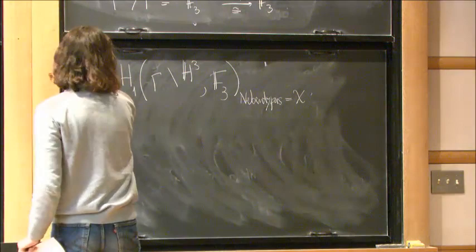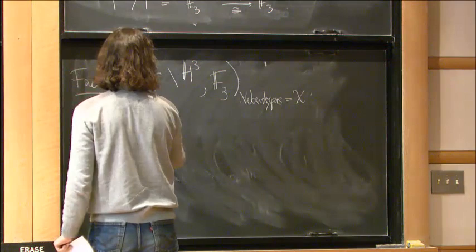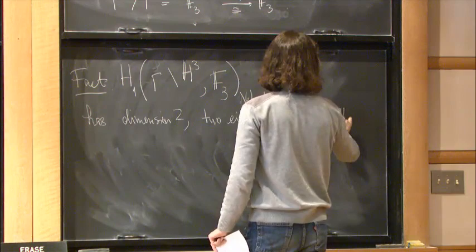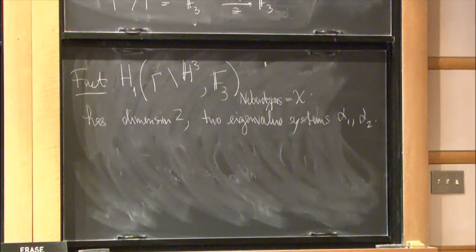So this guy will have dimension 2 over F_3. And there are two eigenvalue systems, alpha 1 and alpha 2. So you can just go about computing them, and I will tell you the result.